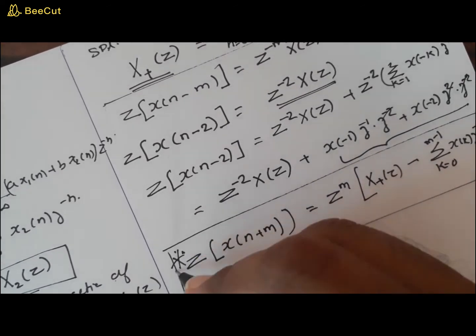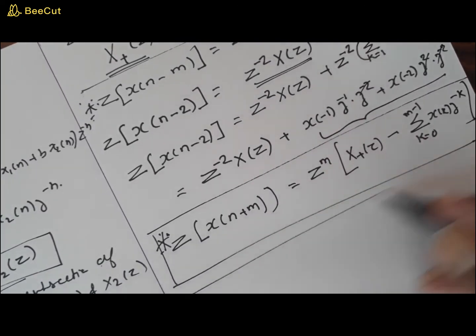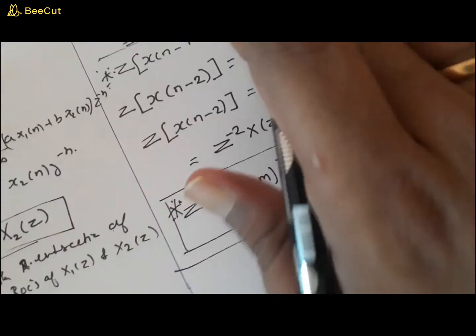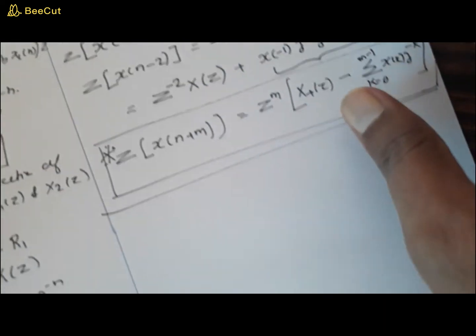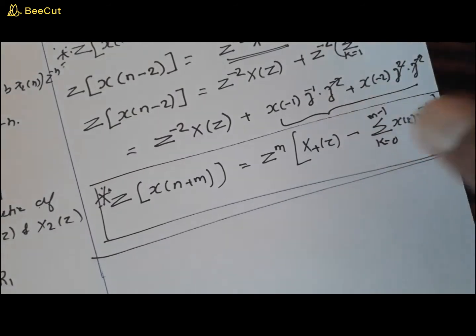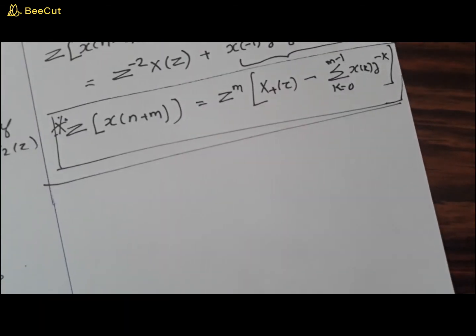These are special cases. That is, we will be using this only during the time where we use the Z transform for system analysis, and during that time we need to consider the initial conditions and so on. Okay, fine.